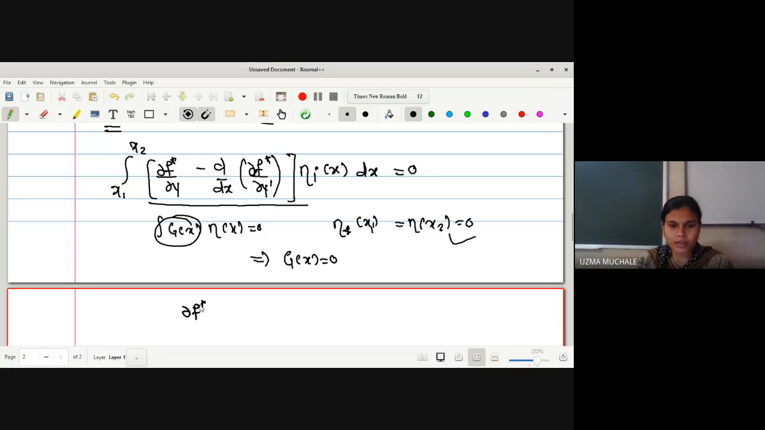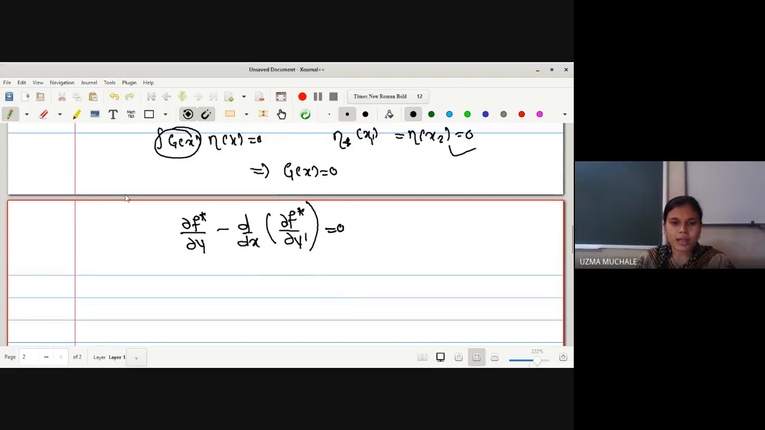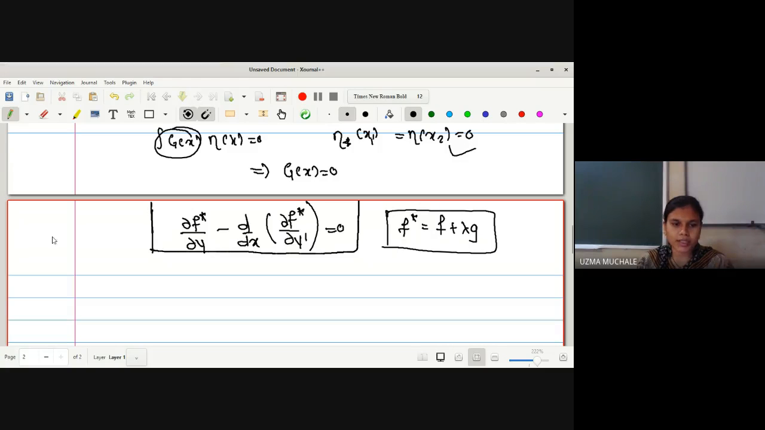So now, by using the basic lemma of calculus of variations, I can write the next step. We have now found the new Euler-Lagrange equation, where f star is f plus lambda times g. Whatever equation we found for the first version of the Euler-Lagrange equation, what is the change? Only that it was f, but here it is f star.